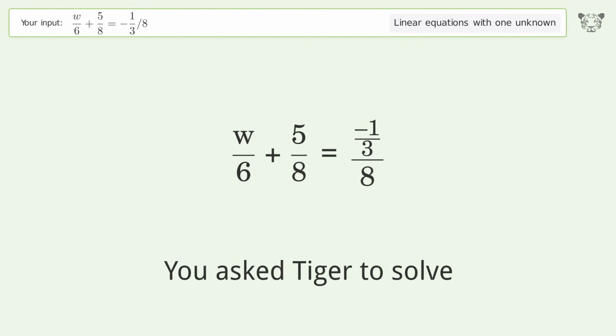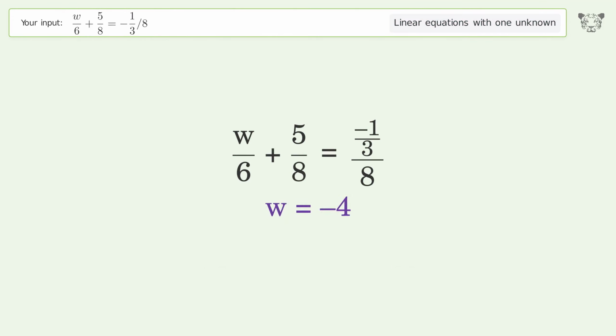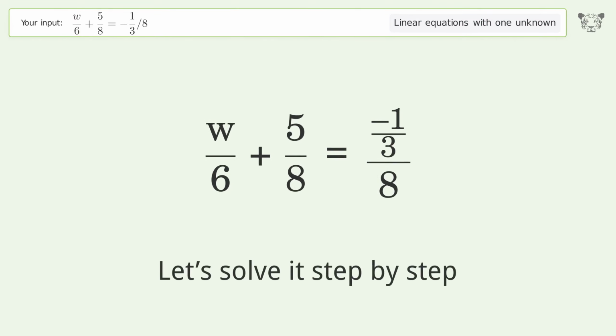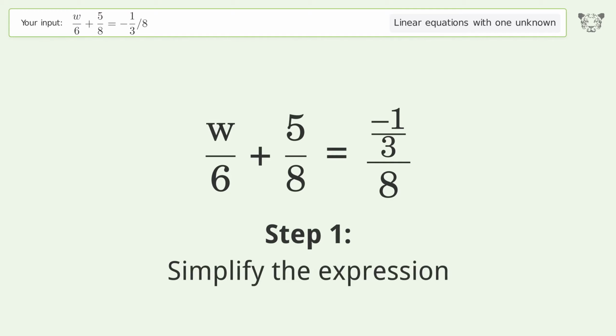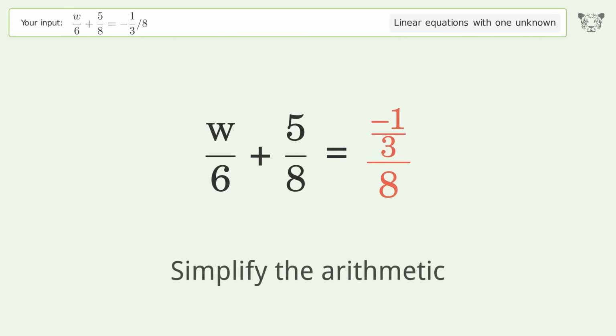You ask Tiger to solve. This deals with linear equations with one unknown. The final result is w equals -4. Let's solve it step by step. Simplify the expression. Simplify the arithmetic.